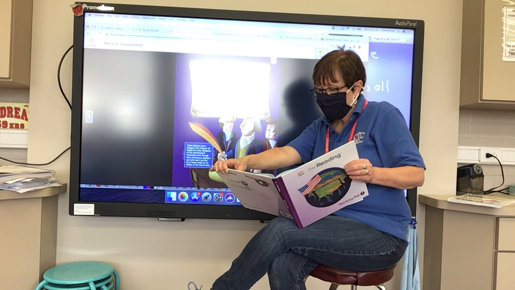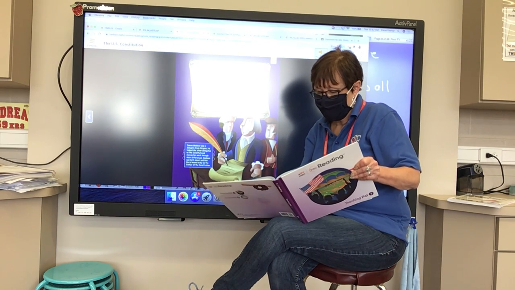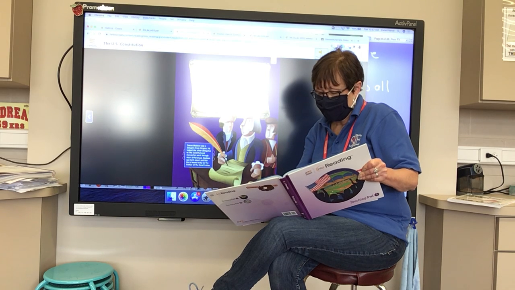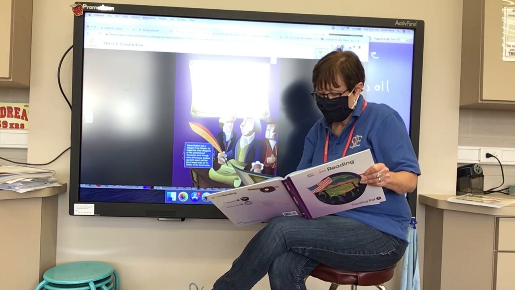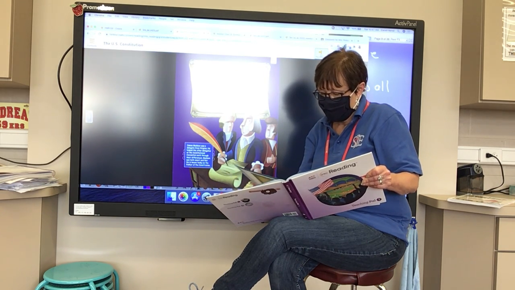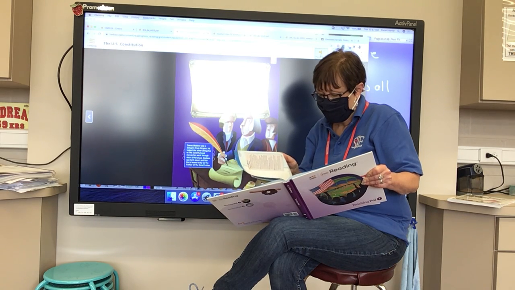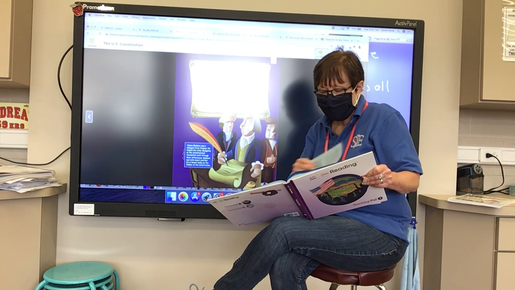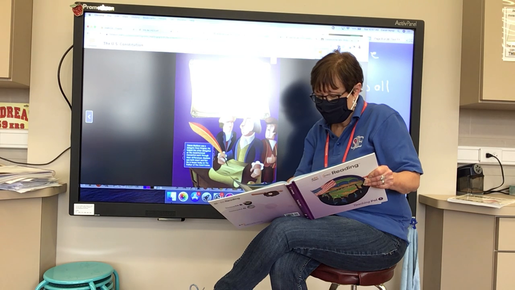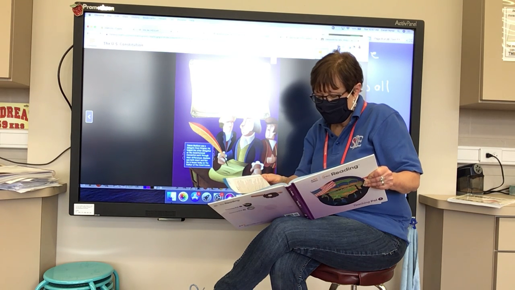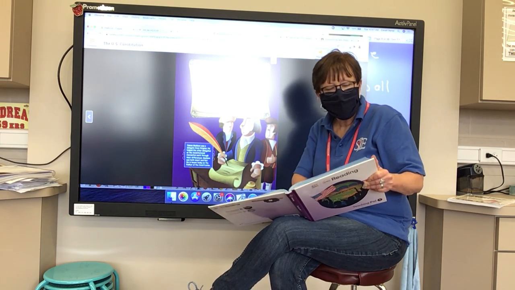Then the states had to agree to follow it. The last one did so in 1790. James Madison was a delegate from Virginia. He helped the other delegates at the Constitutional Convention work through their differences. Madison was both smart and fair. He is known today as the father of the Constitution.